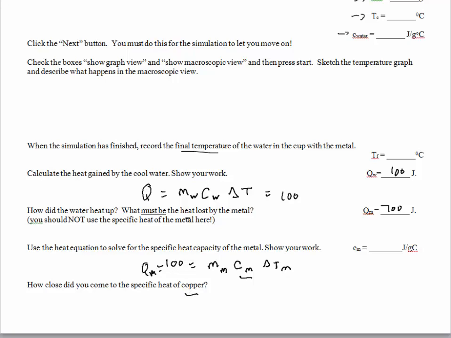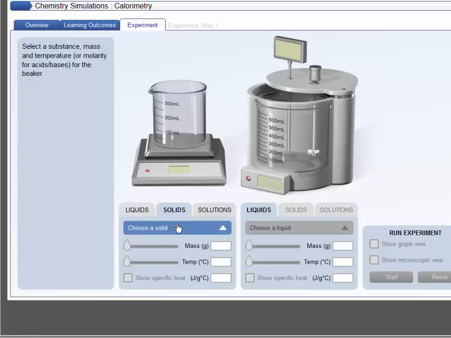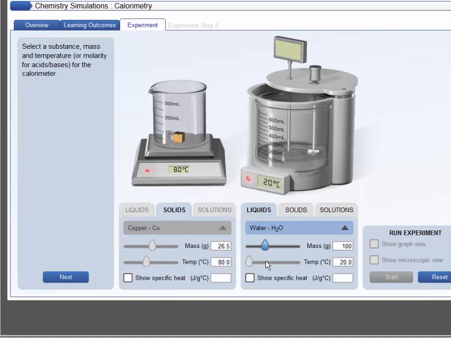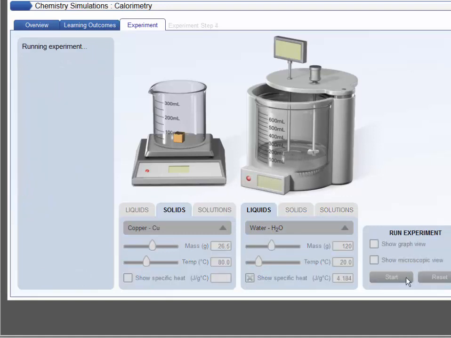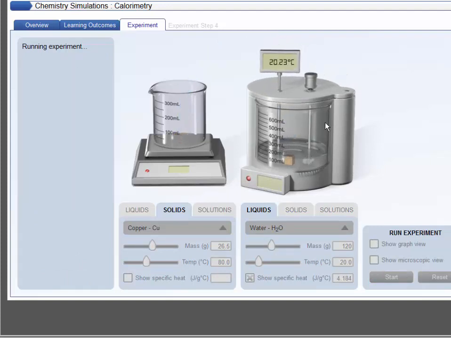So let's pop over to the simulation and see how we do this. Now we're going to choose a solid, and I'm going to choose copper, mass, and temperature. I'm not going to show specific heat. Liquids, I'm going to do water, measure, get some mass, get some temperature. I'll just leave it at 20 degrees, show the specific heat, and now we can do the same thing. I have to click next, and I can take my copper and drop it into my pot, and, oh, I forgot to measure. You do want to show the graph view, and you want to record the final temperature after everything stabilizes.